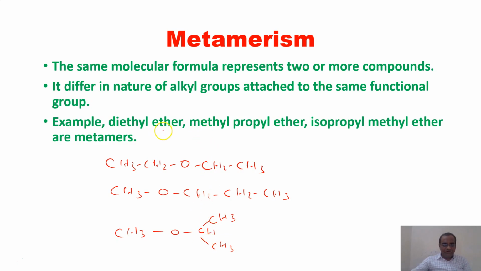So these are the three compounds: dimethyl ether, methyl propyl ether, and isopropyl methyl ether. Now the difference is that the number of carbons is similar, the number of hydrogens is similar, the number of oxygens is similar, meaning the molecular formula is the same. Only the attachment of the alkyl chain to the functional group is different. Here you can see an ethyl chain attached to oxygen, but here it is methyl and propyl, and here it is isopropyl plus methyl. So only the carbon chain or alkyl chain attached to the functional group is different.